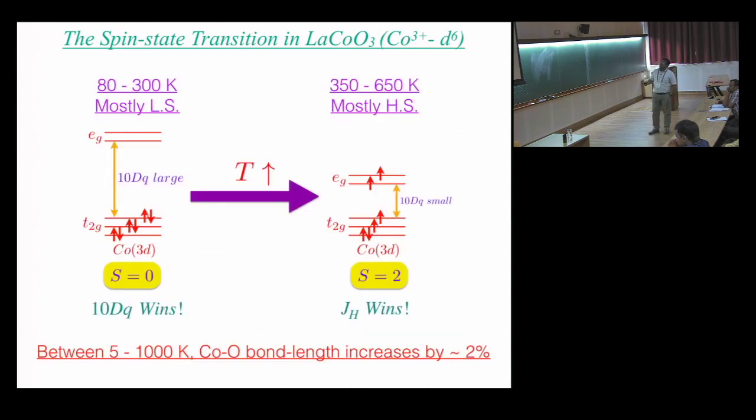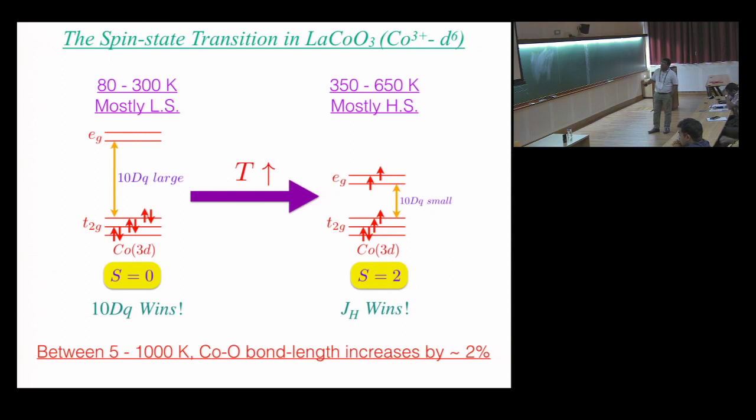Now, it's well known from experiments in this temperature range, cobalt is mostly low spin, meaning the crystal field splitting is large, the bond length is small. This splitting is large because of large hybridization, anti-bonding, bonding kind of splitting. So all 6 electrons end up here. This is a singlet state, S equal to 0 singlet state, okay?